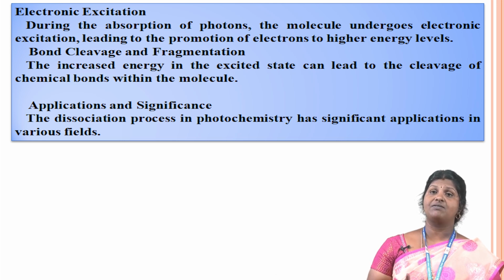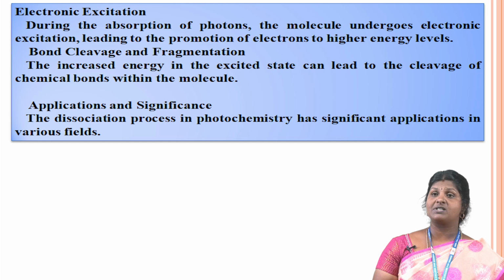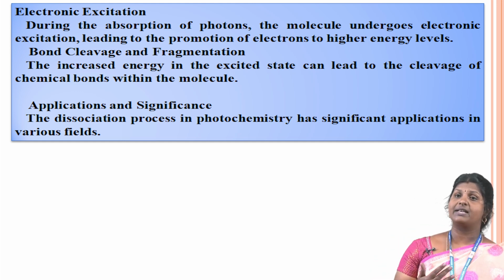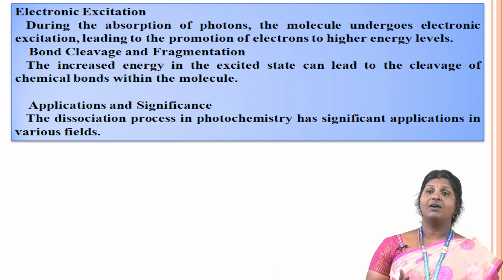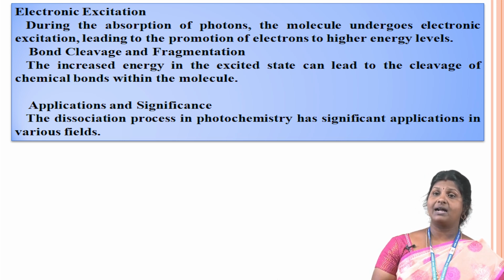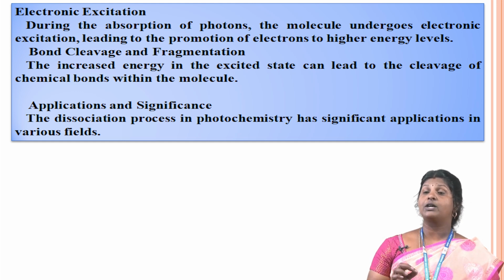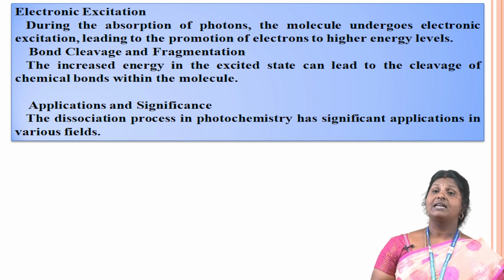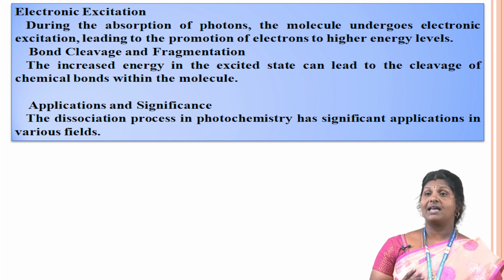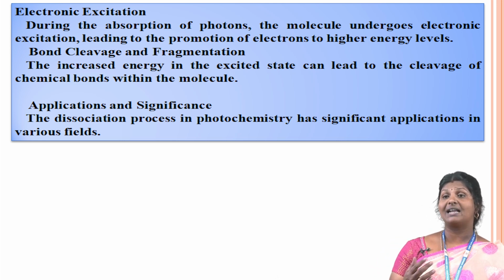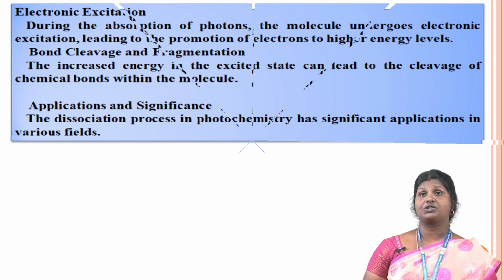Then the application and significance. The dissociation process in photochemistry has significant applications in various fields. For instance, it is exploited in photoreactions for studying reaction dynamics and mechanisms. In atmospheric chemistry, the dissociation of molecules such as ozone due to sunlight plays a crucial role in environmental processes. Additionally, dissociation reactions are integral to the design of photolabile compounds used in controlled drug release and other technological applications.